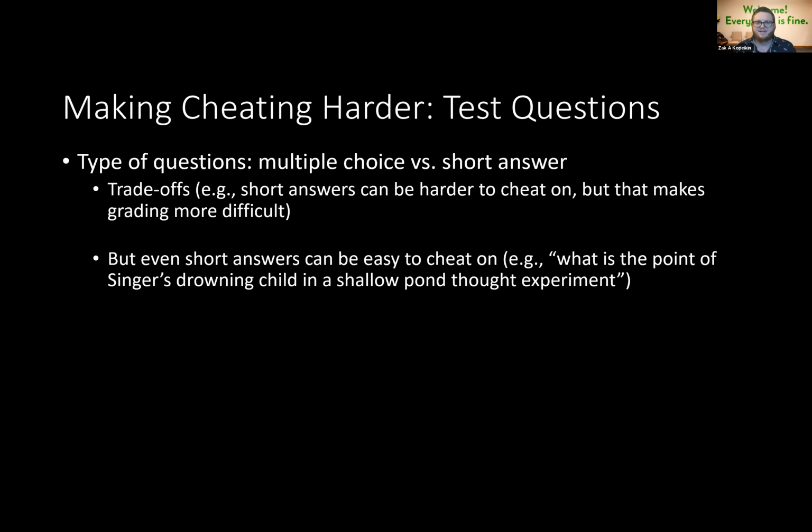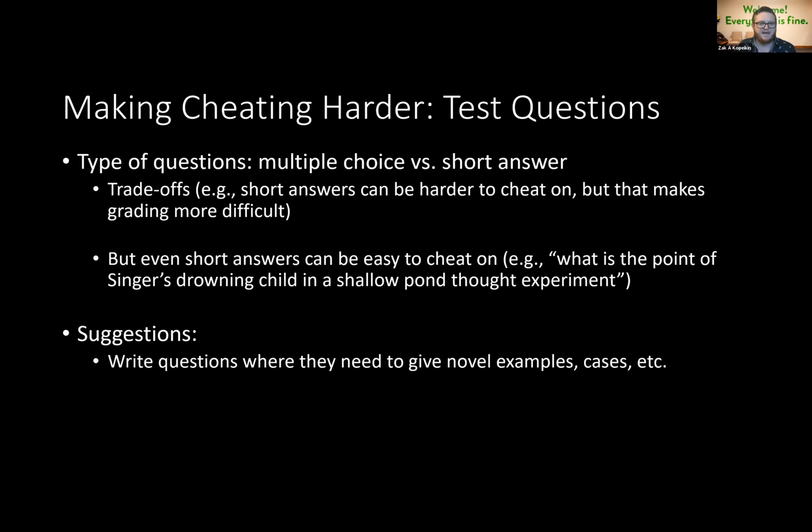For example, if your short answer question is something like, what is the point of Singer's drowning child in the shallow pond thought experiment? That's very, very easy to cheat on. If you copy this phrase and just search for it in Google, you can get lots of answers to it, right? So that would be very easy to cheat on. I have a few suggestions here for you that I've outlined.